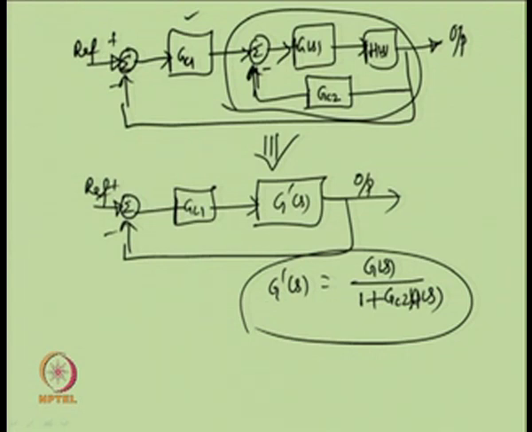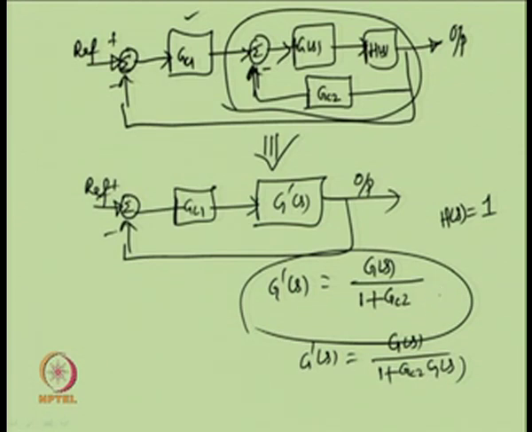What is this G dash s? G dash s is G s upon 1 plus G C2 H s. So, assuming the dynamics of the sensor H s to be 1, we get G dash s as G s upon 1 plus G C2 G s. Sorry, we should have G C2 G H s over here.